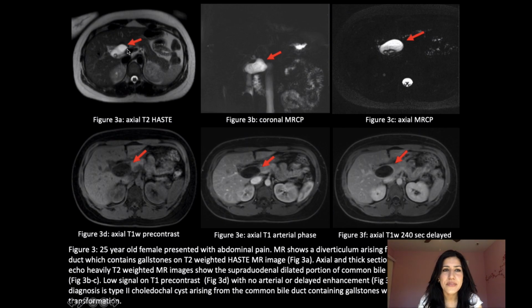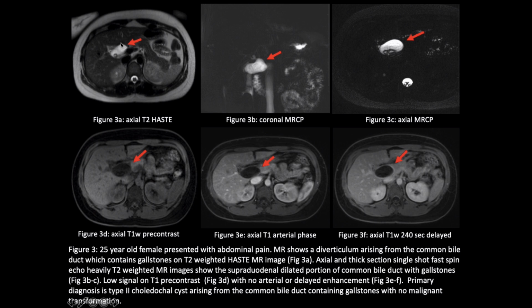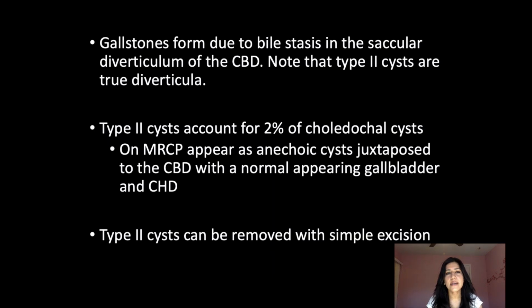Another case, a 25-year-old female presenting with abdominal pain. There's a diverticulum arising from the common bile duct that contains gallstones. There's no abnormal enhancement on the dynamic images to suggest malignant transformation, so this is type 2 choledochal cyst. Type 2 cysts account for 2% of choledochal cysts, and they're usually removed by simple excision.